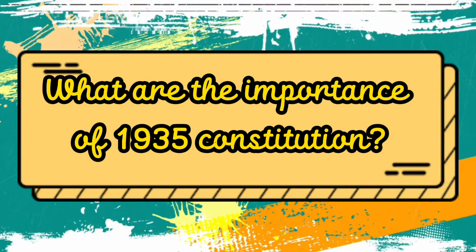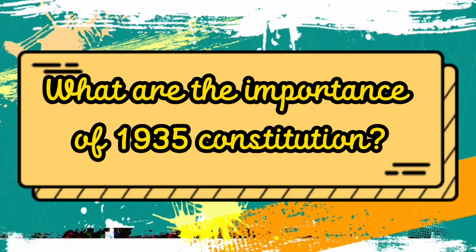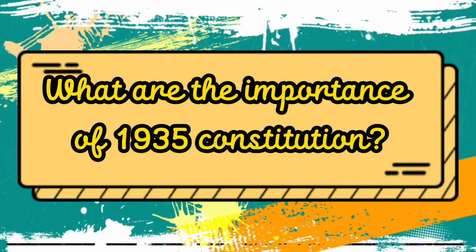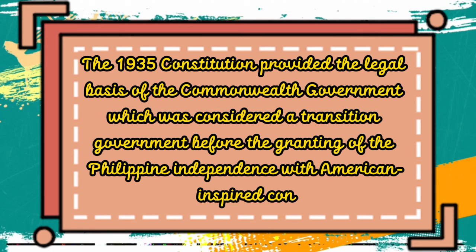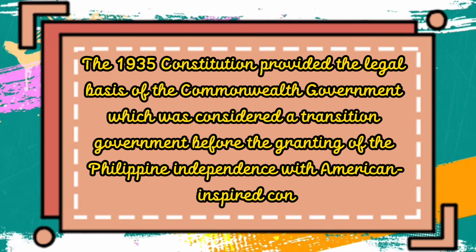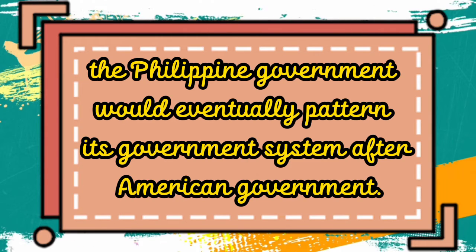So, what is the importance of the 1935 Constitution? Let's go, guys. Let's do some research about this topic. According to nhcp.gov.ph, the 1935 Constitution provided the legal basis of the Commonwealth government, which was considered a transition government before the granting of Philippine independence, with an American-inspired Constitution. The Philippine government would eventually pattern its government systems after the American government.